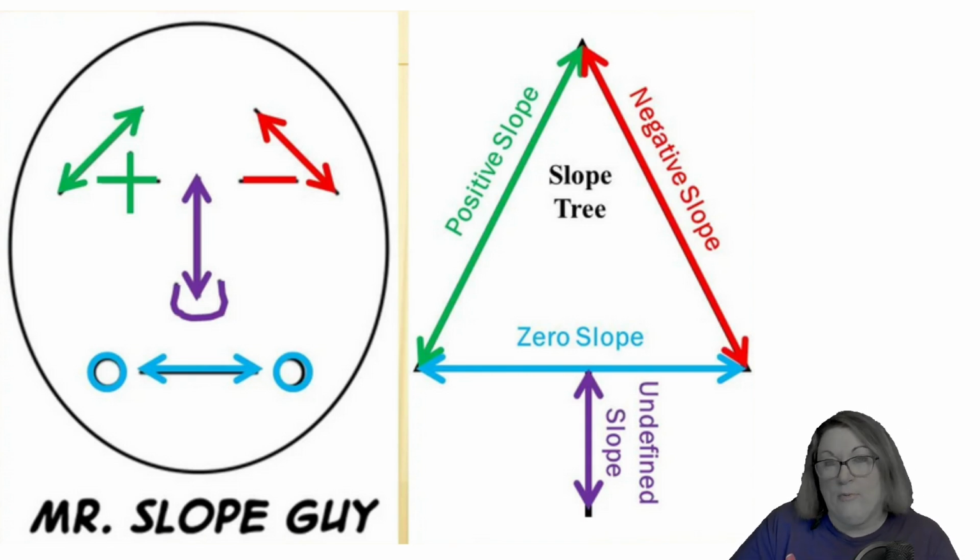Another way of remembering the slope types is the slope tree. You can just draw a triangle, and the left side would be a positive slope. The right side would be a negative slope. The bottom would be your 0 slope for the horizontal line. And then if you wanted to have the trunk of the tree or the stick part at the bottom, that would be your vertical line or your undefined slope.